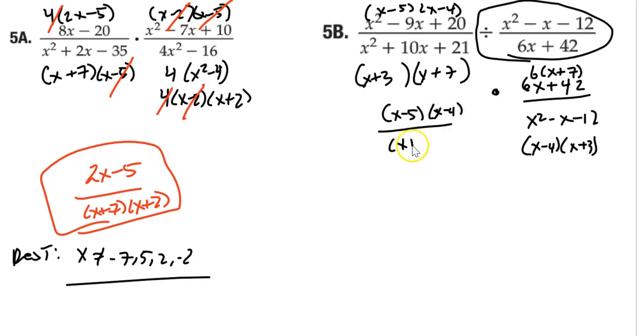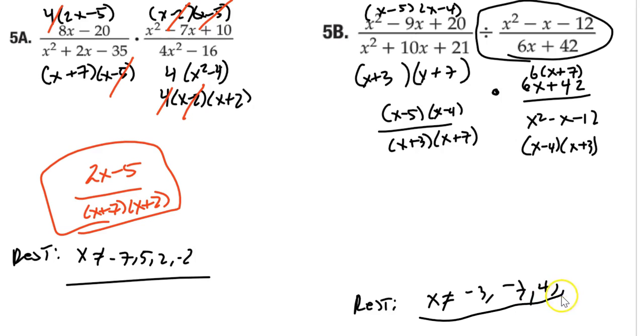But before we start canceling, we have to find the restrictions. Again, super simple. Just what makes the bottom 0. So in this case, negative 3, negative 7, 4, and we already have negative 3, so it's just these.